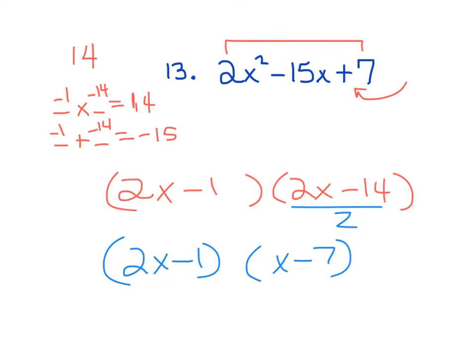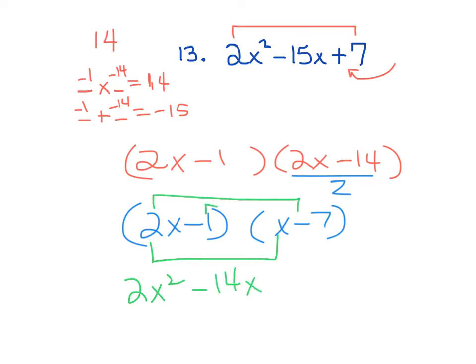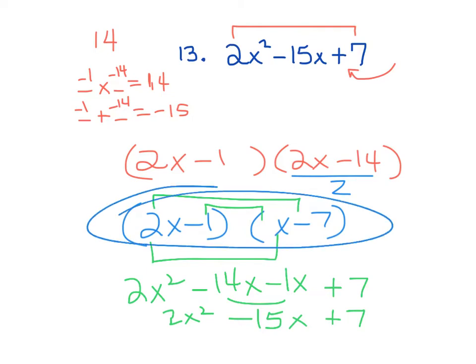At this step, FOIL it. I know you guys don't want to do the extra step, but it's going to save you. So multiply and get 2x squared. Outside gives me negative 14x. Inside gives me negative 1x. And last gives me positive 7. When I add the middles, I do indeed get the negative 15x that I was looking for, and then drop down everything else. So it worked. So here is my final answer in blue.